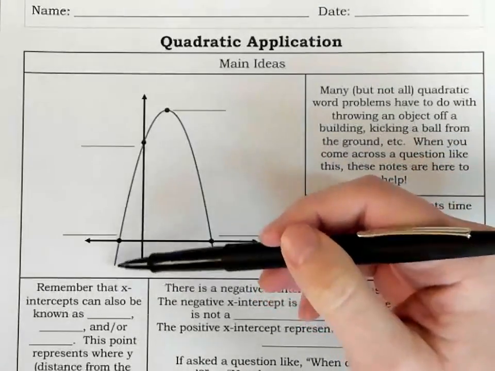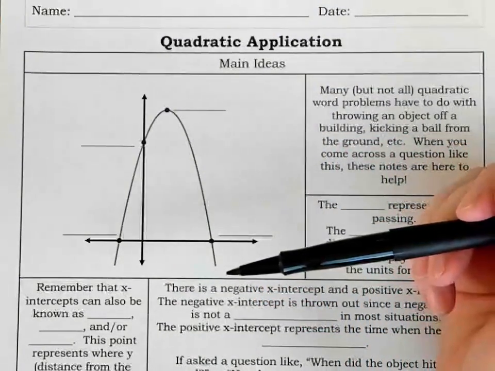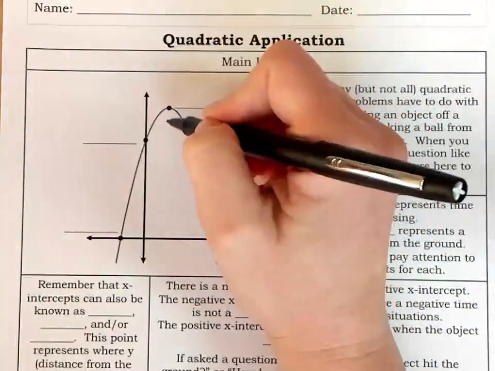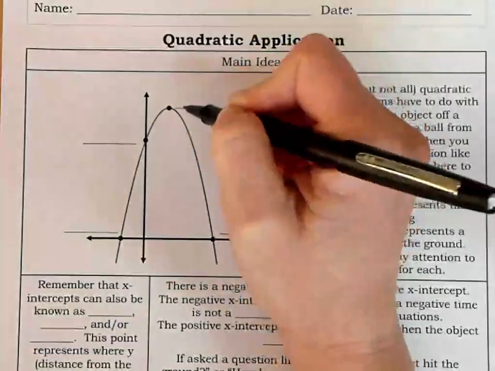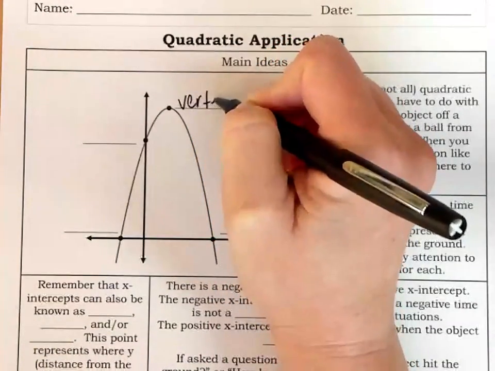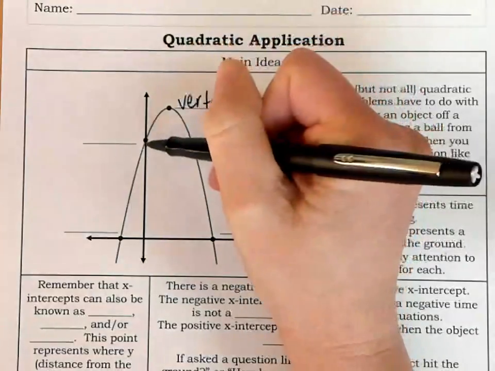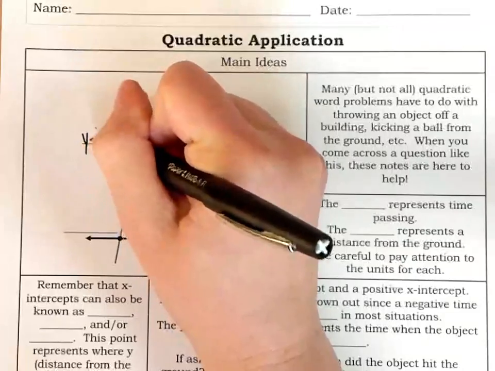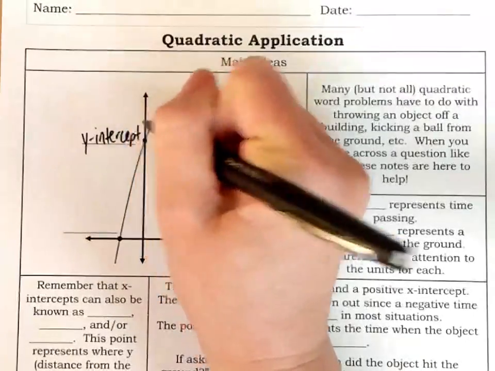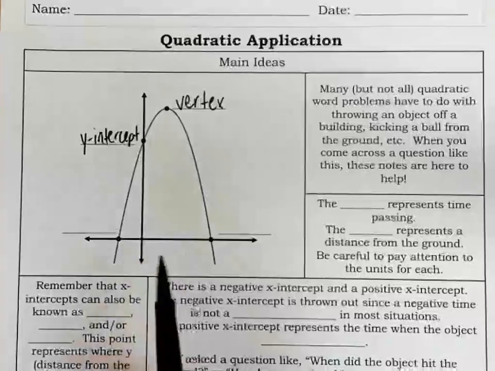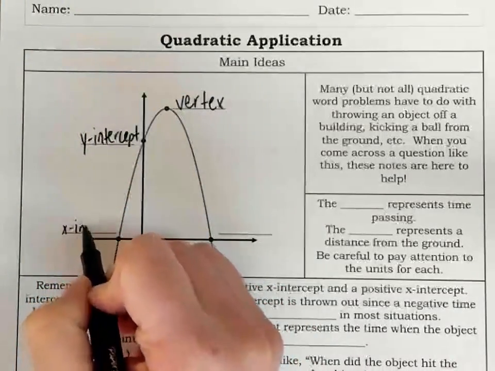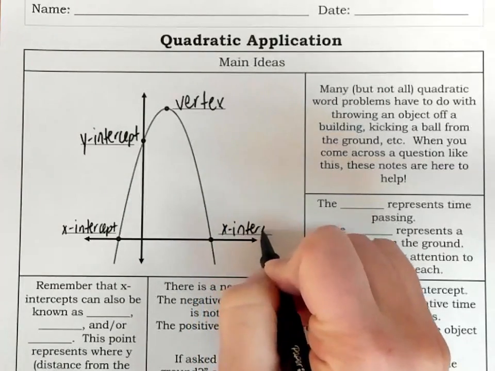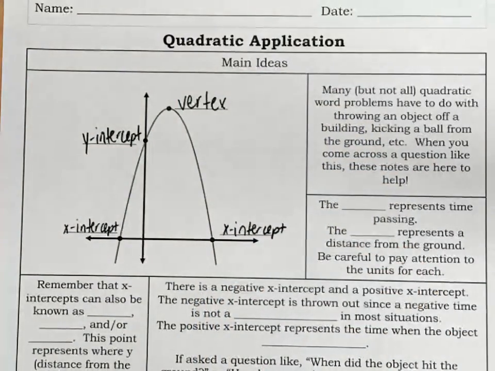Notice this is one that opens downwards, and it's got a few points here that I want to label with you. So remember our maximum point here, the name that we call that is the vertex. Here where the graph intersects the y-axis is called the y-intercept. And then here where it crosses the x-axis, these are both examples of an x-intercept. Okay, so those are both x-intercepts.